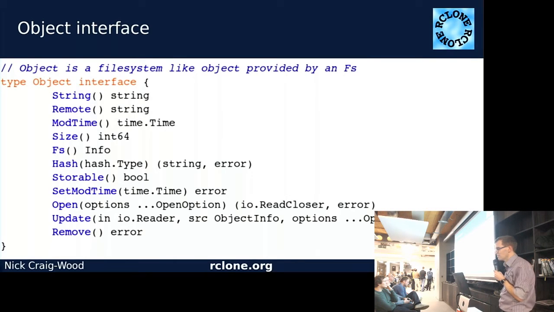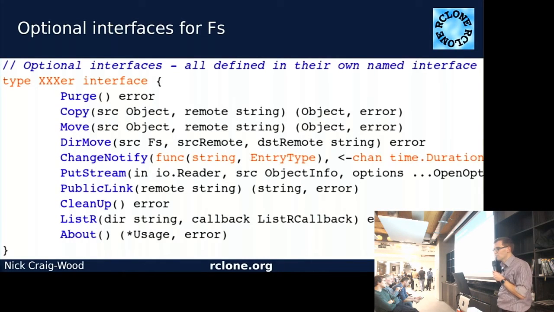So this is the interface a cloud storage object must fulfill. Again, pretty straightforward. Note the hash method, which you call with one of the types that the hashes method of the FS object returns. Open reads the object and update sets its contents. You can also read the modification time and set the modification time, something that's very important for Rclone syncing.